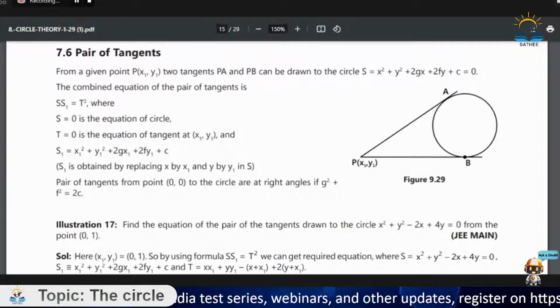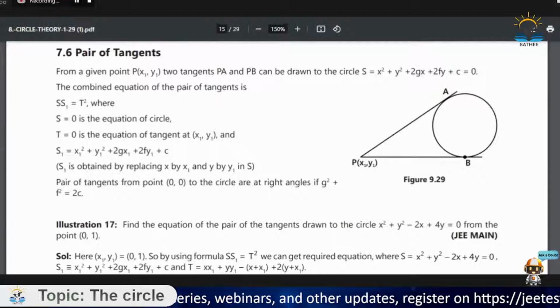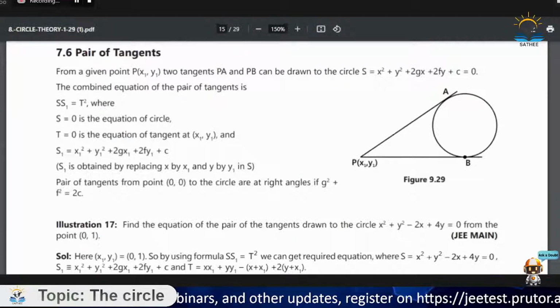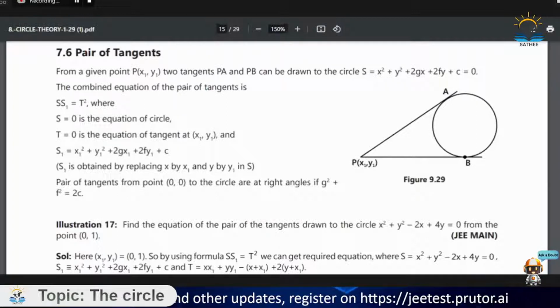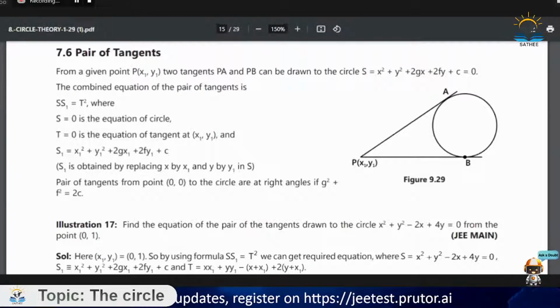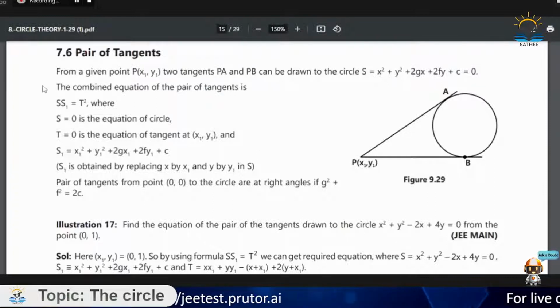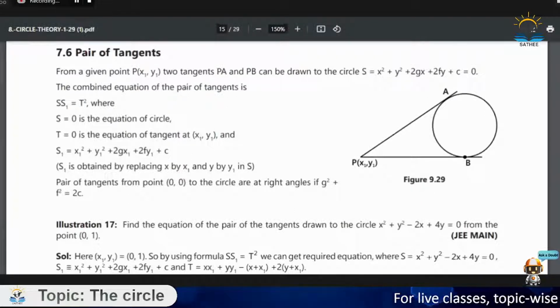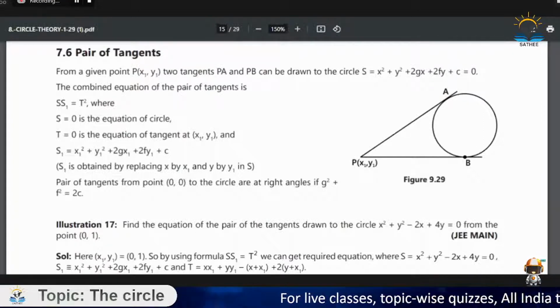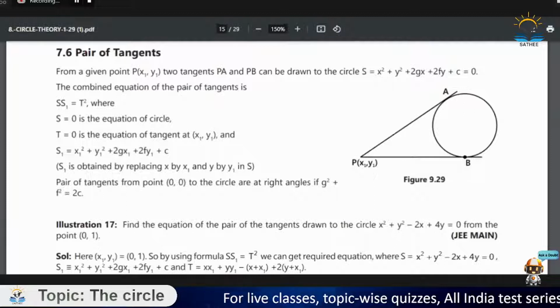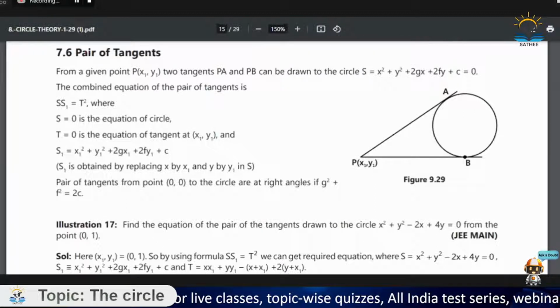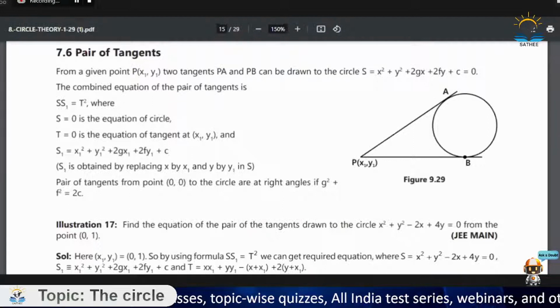So how do we obtain this? Basically, first of all, we have a circle and we have a point P, and the equation of the circle is S equal to 0. That is, S is equal to x square plus y square plus 2gx plus 2fy plus c is equal to 0. And we have the point P is equal to x1 comma y1. So the pair of tangents is given as S into S1 is equal to T square. Here S1 is the power of the point, S is the equation of circle, and T is the equation of tangent. This equation of tangent can be written as x x1 plus y y1 plus g(x plus x1) plus f(y plus y1) plus c is equal to 0.